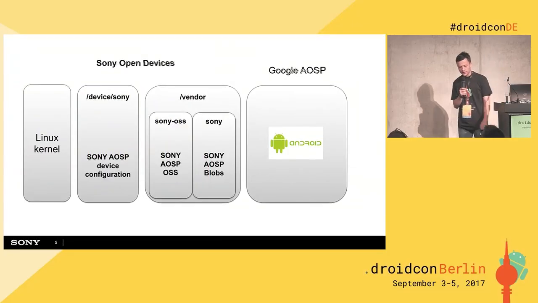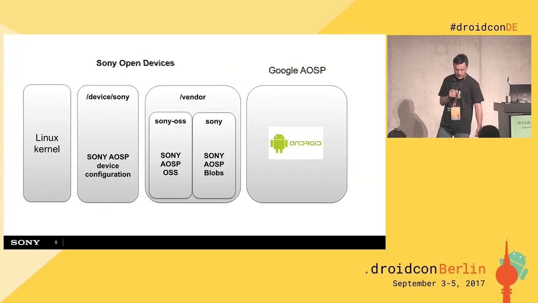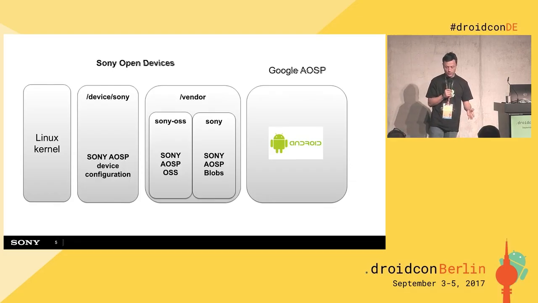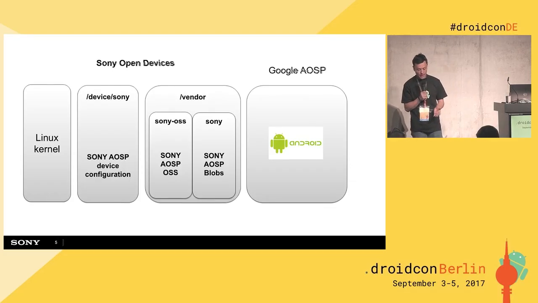This is how I structured the kernel, the project. You have one Linux kernel, which is common for all devices. Then you have the device configuration, which is public on GitHub. You have the vendor part, which contains the vendor binaries and the open source projects that we manage. And then you have the Google AOSP, which is not touched in any way.